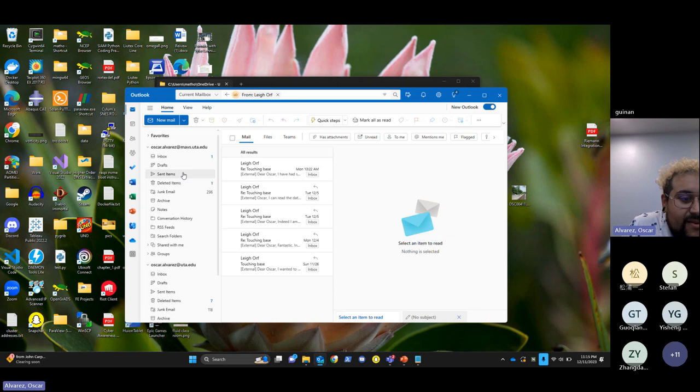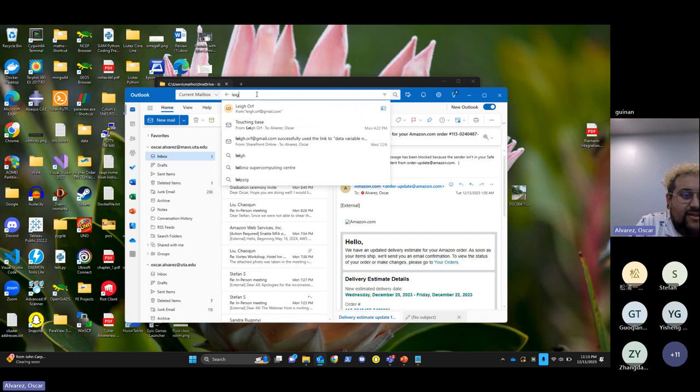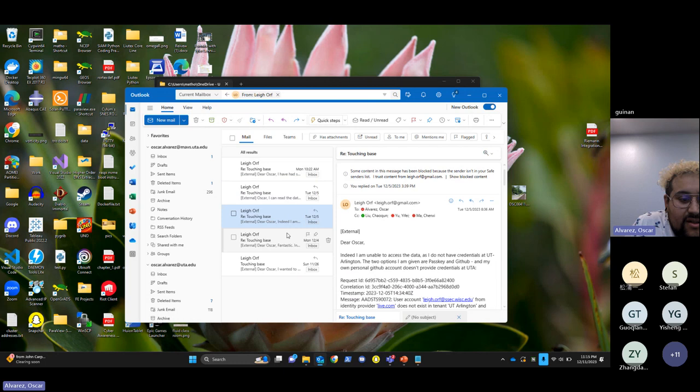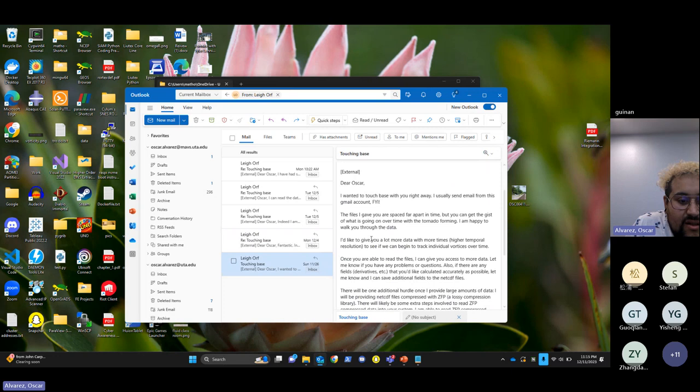I think that's interesting because we really don't know the mechanism. Yeah, I can look at my emails. Tornado. Yeah, this caused big damage in the United States, especially in the center, the Midwest. So I think it is very interesting.